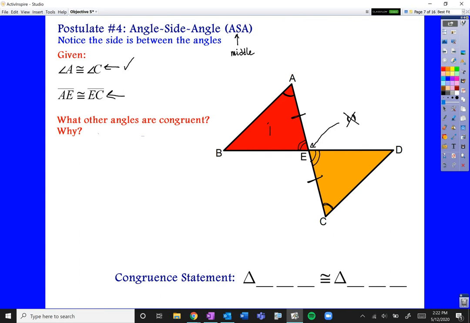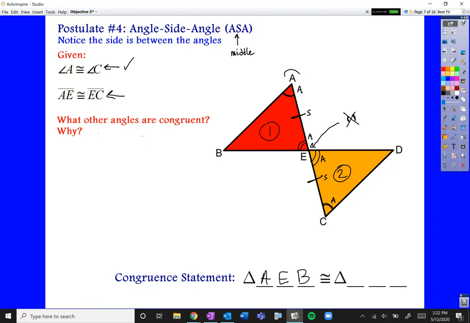So now look at what we have. We have an angle, a side, and an angle. And we also have an angle, a side, and an angle. So there we go. That's our last postulate. ASA, angle, side, angle. All right, let's name the first triangle AEB.